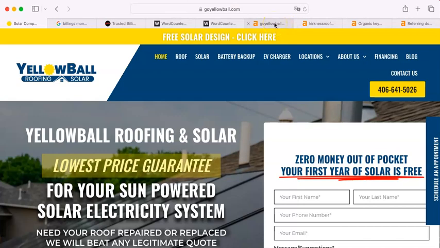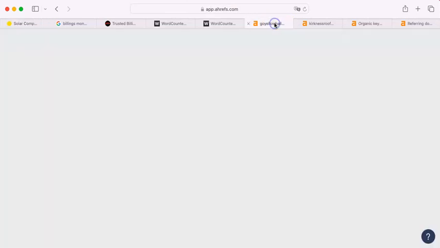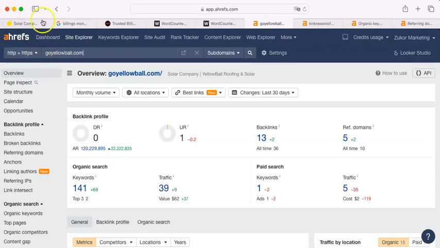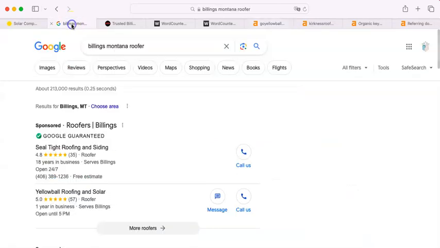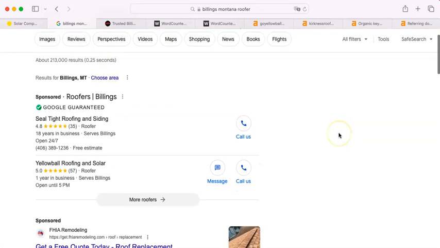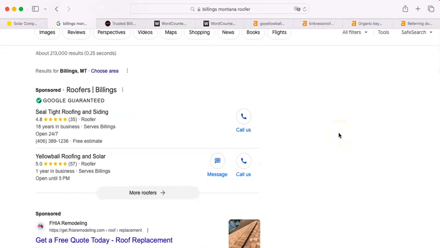Now, the first thing I do after looking at the site is I go and I look at this. This is a paid tool that I have called Ahrefs. It gives me a bunch of your metrics and shows me how your site has been performing. Now, after that, I go and do a regular old Google search for Billings, Montana roofer. Now, I need to explain a little bit about the Google algorithm at this point. The algorithm sounds like the most boring thing in the world, and it probably is, but it's my business, so I better do a good job explaining it to you.